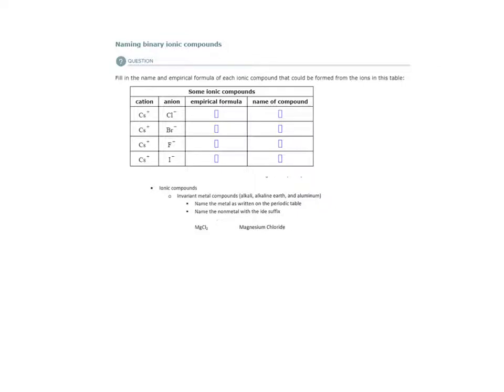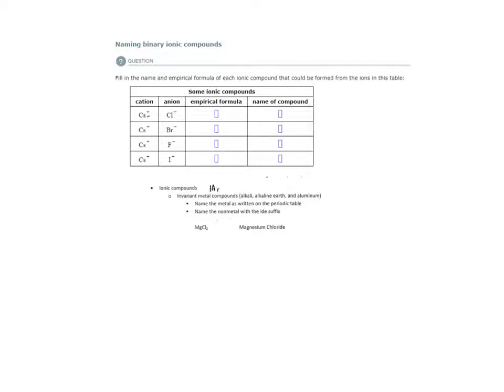This is the second example from the naming binary ionic compounds topic. In this case, our cation is cesium, Cs. Cesium is a group 1A metal, or group 1A element, and the elements in group 1A are considered invariant metal compounds. They will form ions, as far as we are concerned, always with the same charge, and for elements in group 1A, that charge will be +1, as we see here.